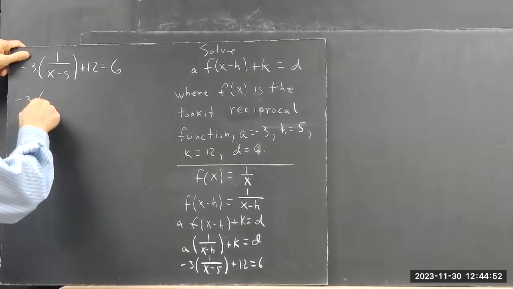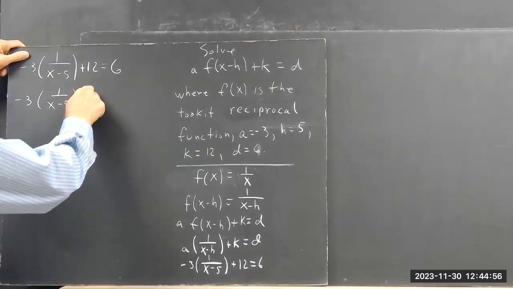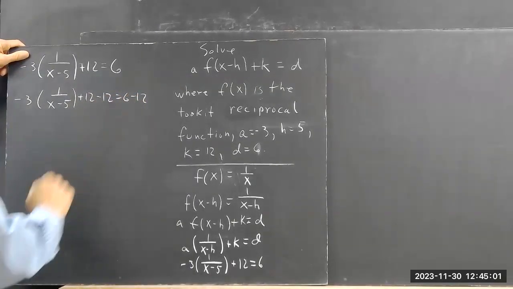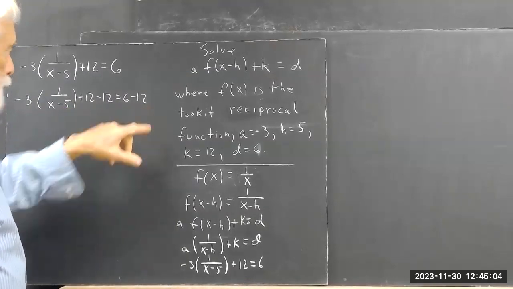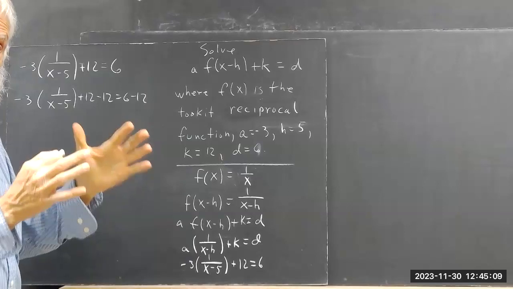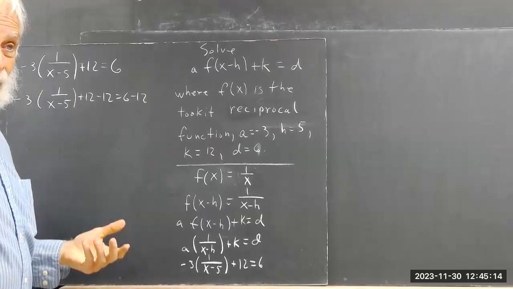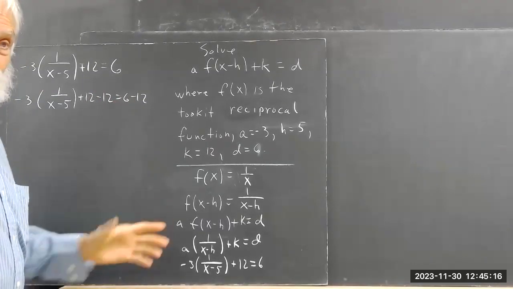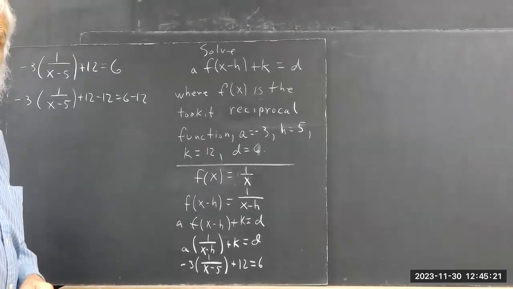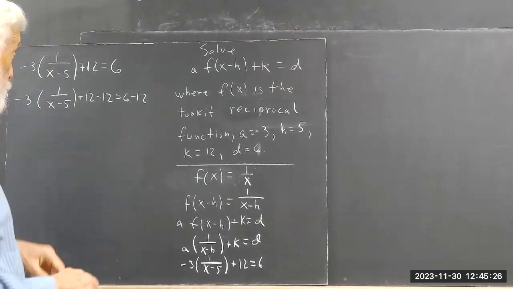I'm going to say -3 times 1 over x minus 5 plus 12 minus 12 equals 6 minus 12. I prefer you write it out this way because it reinforces the fact that you're subtracting 12 from both sides, which confirms that it's a valid step. If you write down a bunch of magical symbols out of habit, not saying that this is what we're doing, you might get confused when you try to do it with symbols, okay? You want to reinforce the idea that you can add or subtract the same quantity on both sides.